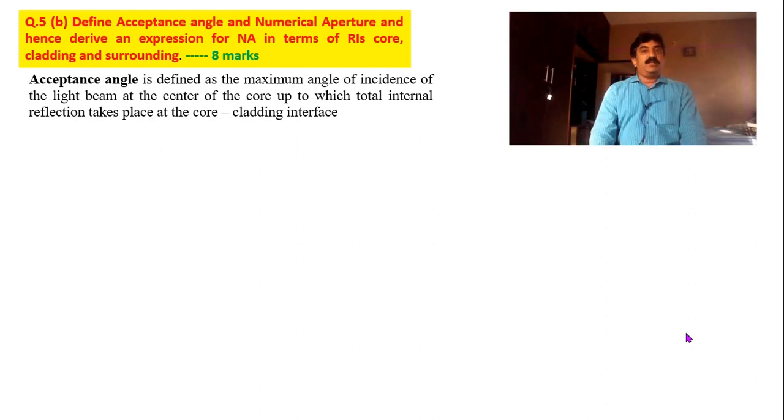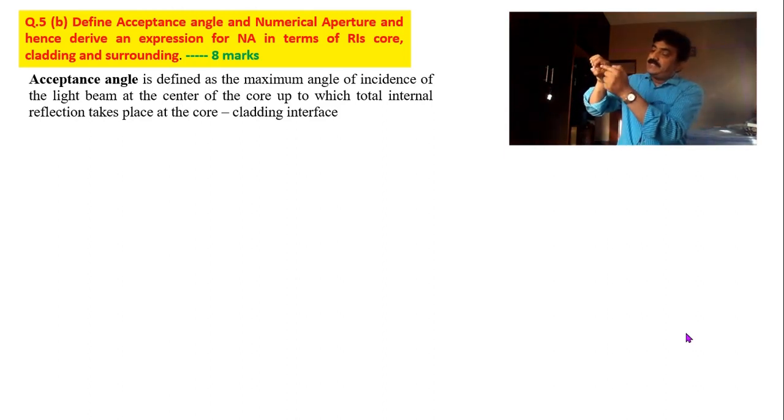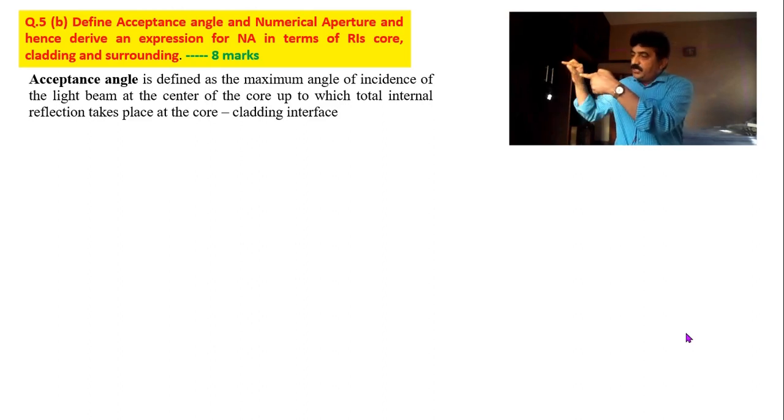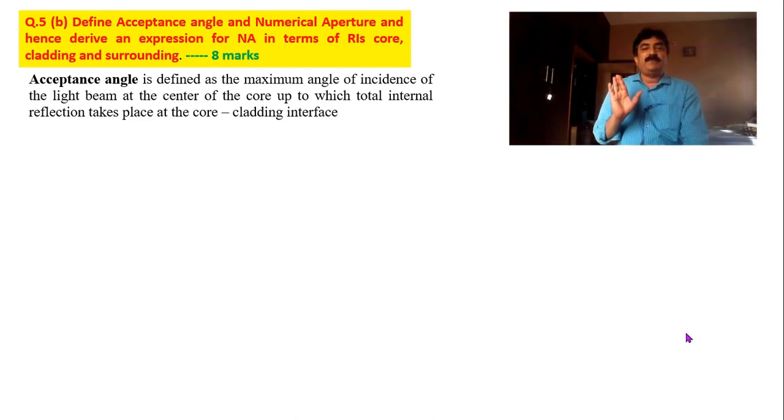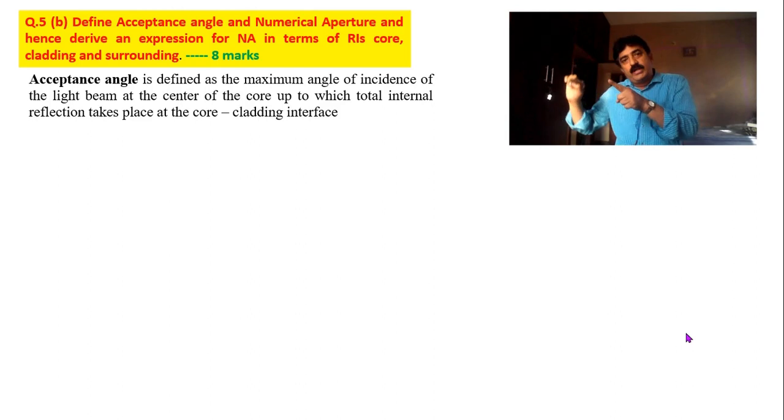So here comes the definition. Angle of acceptance or acceptance angle, it is also called as contact angle, is defined as the maximum angle of incidence of the light beam at the center of the fiber. See, if this is the fiber, at the center you are sending the light here, and once it gets in there, it continues to travel in the zigzag path. So at the center of the core, up to which total internal reflection takes place at the core clad interface. Suppose if you send the ray beyond that, then the ray will not undergo total internal reflection.